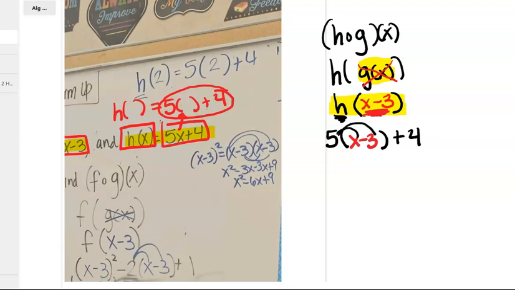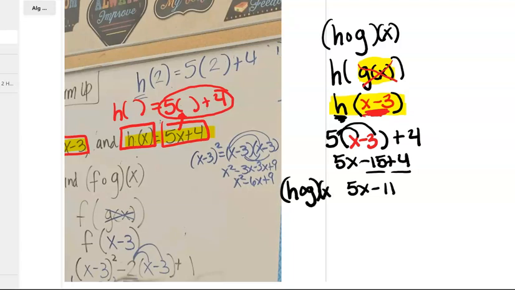So here there's a multiplication to do. And I can combine these like terms, making this 5x minus 11. So h of g of x, okay, that's a new equation you get by combining them together in this order, is equal to 5x minus 11.